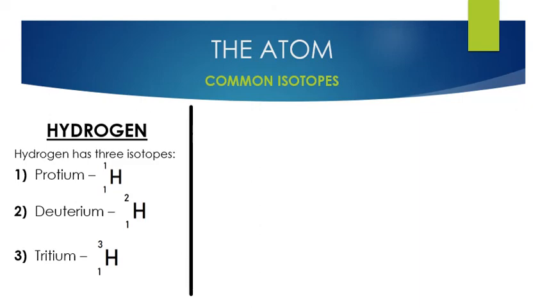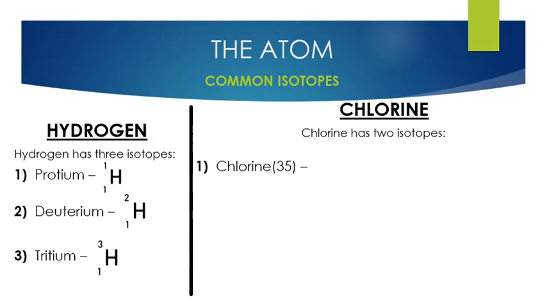Now we look at the other isotope that you should know. This is no other than chlorine. Chlorine has got 2 isotopes, namely chlorine 35 and chlorine 37. Now, you might ask yourself, well, on the periodic table, chlorine's atomic mass number is 35.5. How did it arrive at that?